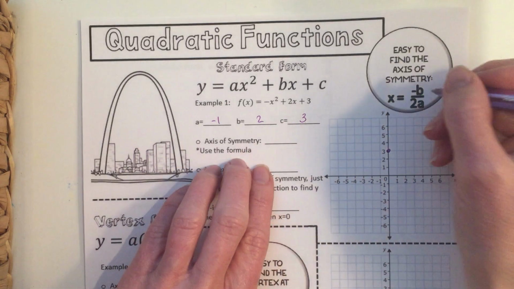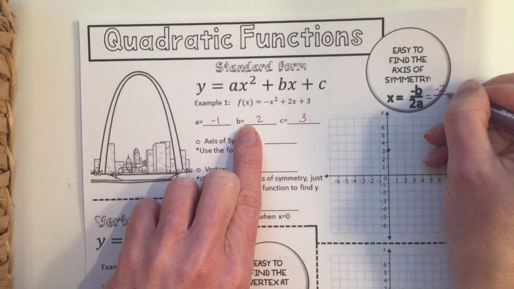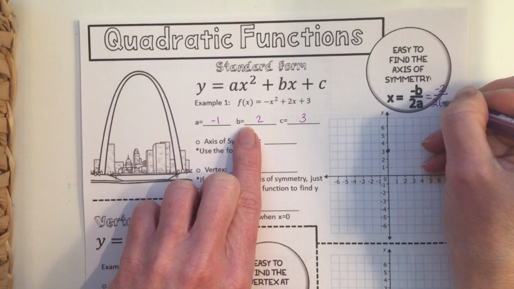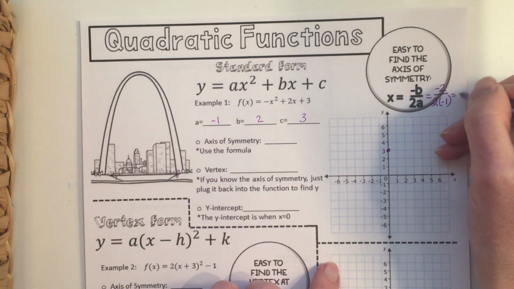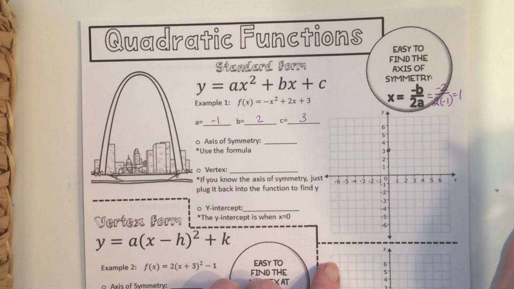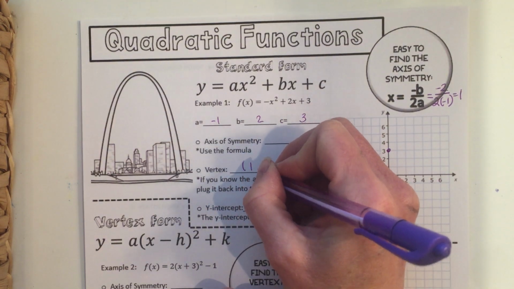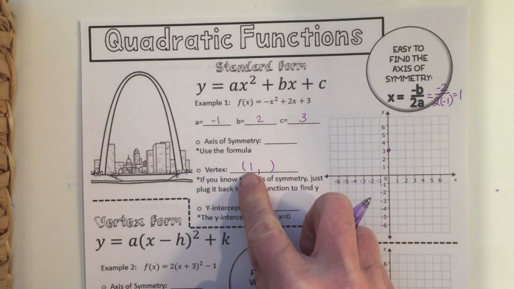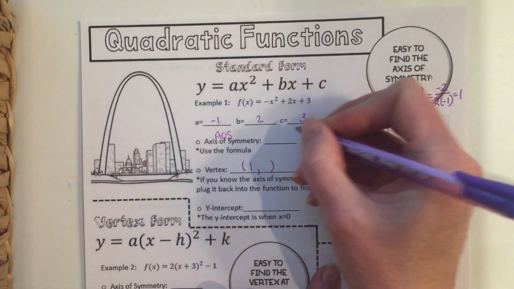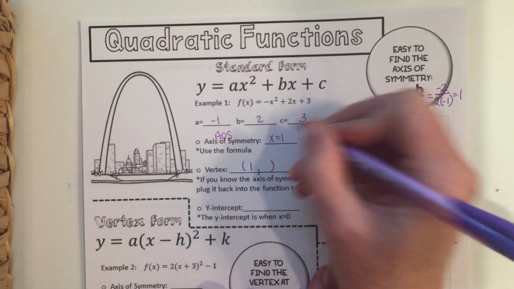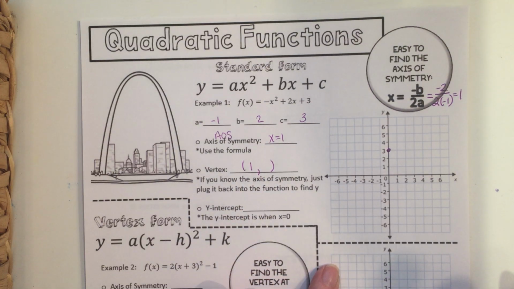So for this problem, the x-coordinate of my vertex would be negative 2 divided by 2 times a, which is negative 1. This would be negative 2 divided by negative 2, or 1. The x-coordinate of my vertex is 1. My axis of symmetry, sometimes called the AOS, is also going to be x equals 1, and I'll talk more about that after my parabola is drawn.